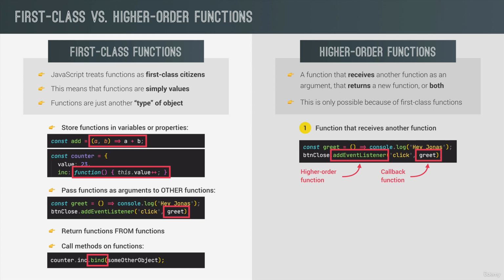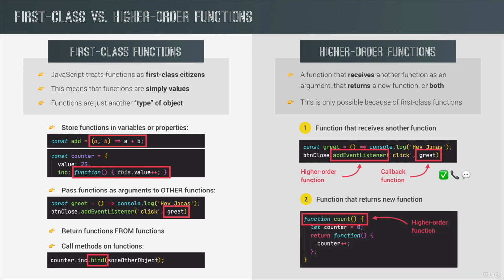And we usually say that the function that is passed in is a callback function. That's because the callback function will be called later by the higher order function. In this case, add event listener will call the greet callback later, as soon as the click event happens. It's like the greet function saying, hey there, don't greet me yet, but call me back once you're ready. And this works not only in the context of the add event listener function, but in many other use cases as well.